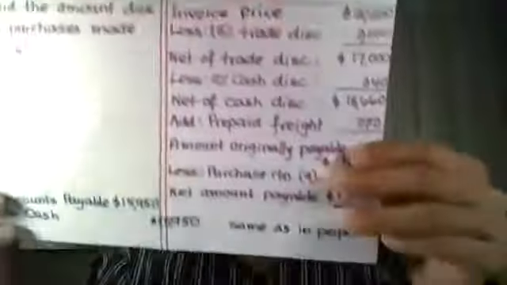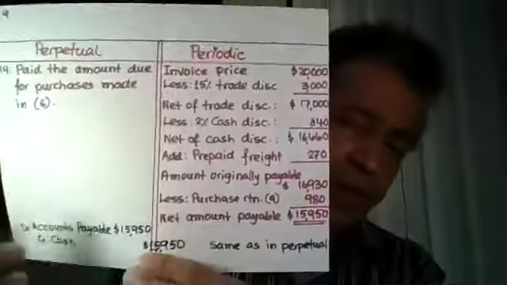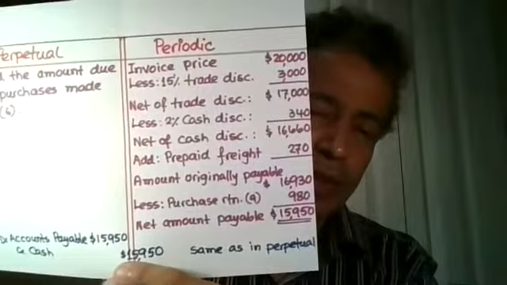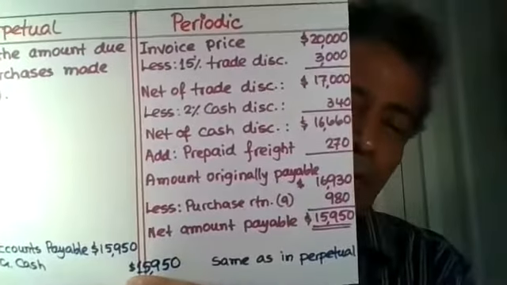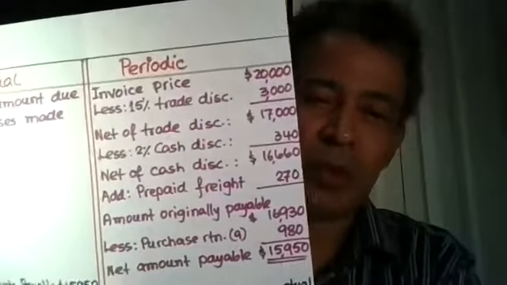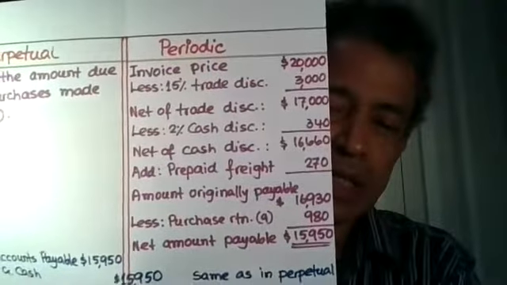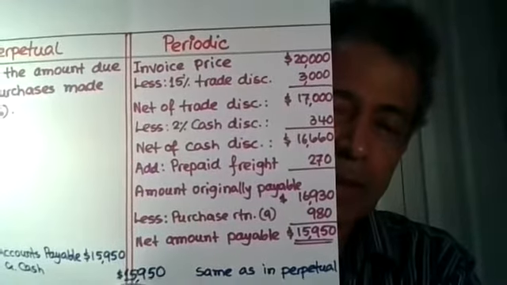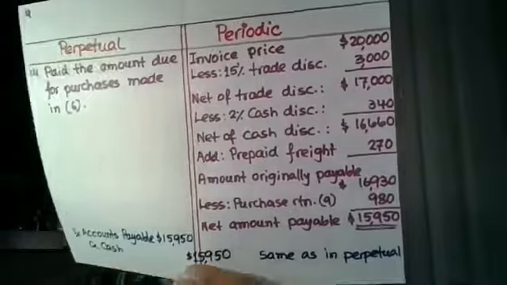So don't be overwhelmed by the rigor of the calculations. Think straight. Think in simple terms. How much do I owe you? I don't owe you $20,000. Give me my trade discount. So that's $3,000 knocked off. 17,000, then take off the cash discount, add the freight.